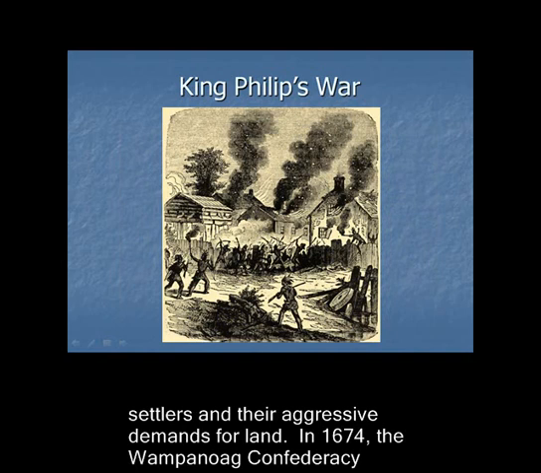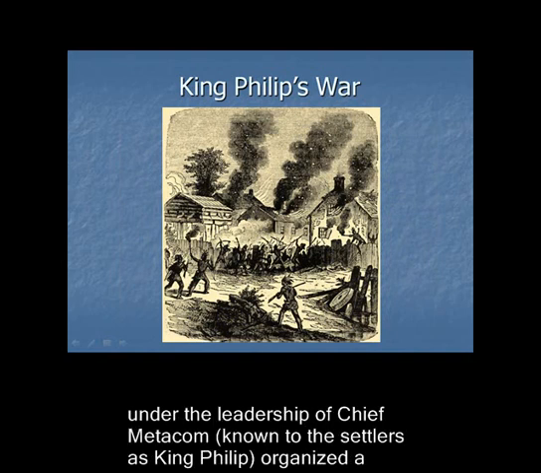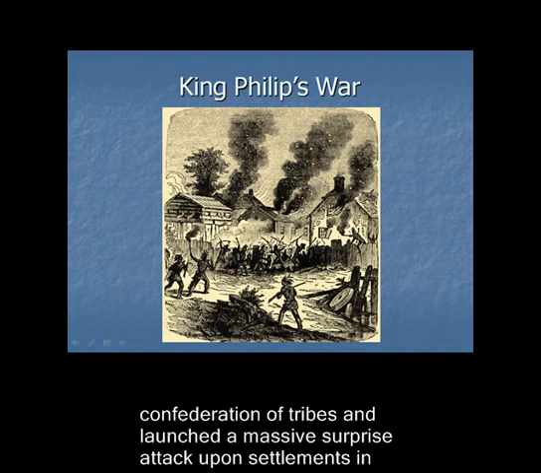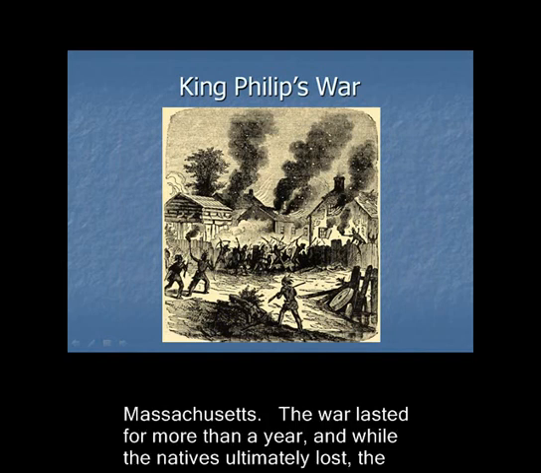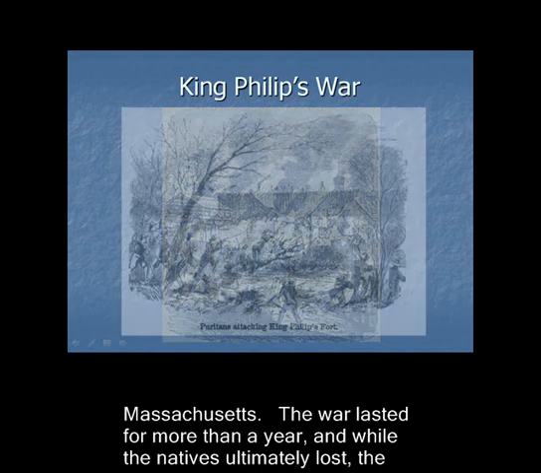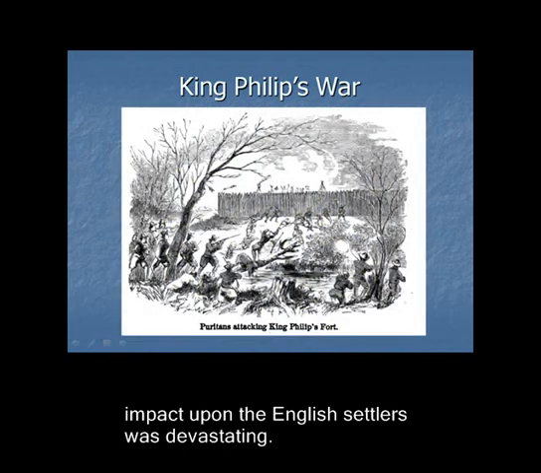In 1674, the Wampanoag Confederacy, under the leadership of Chief Metacom, known to the settlers as King Philip, organized a confederation of tribes and launched a massive surprise attack upon settlements in Massachusetts. This war lasted for more than a year. While the natives ultimately lost, the impact upon English settlers was devastating.